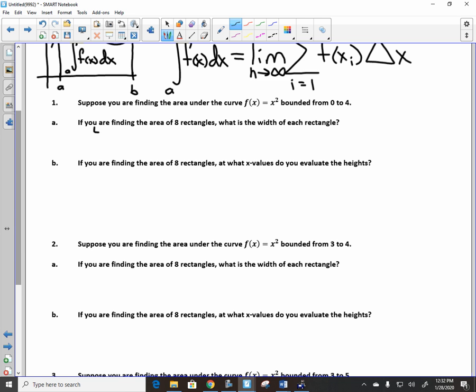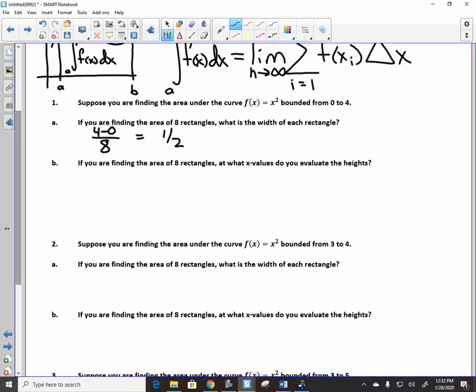Yeah, you took 4 minus 0, right? And then you divided that by 8. And you got 1/2. That's the width of each rectangle. Would everybody agree? Okay, if you are finding the area of 8 rectangles, at what x values do you evaluate the heights?